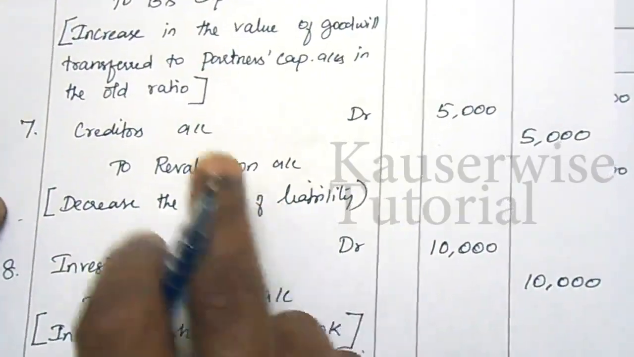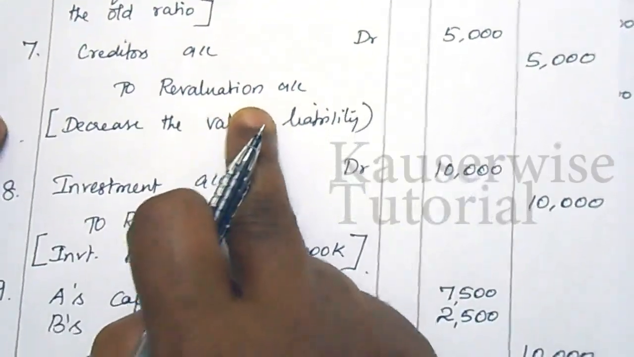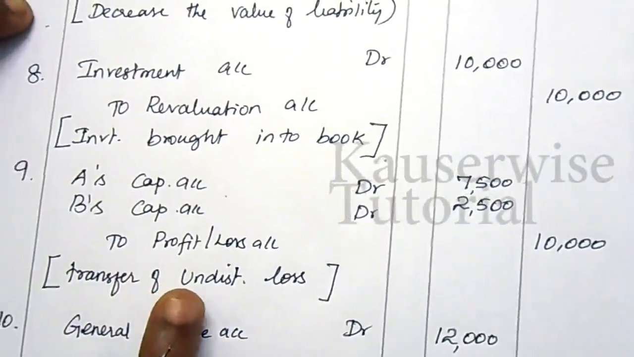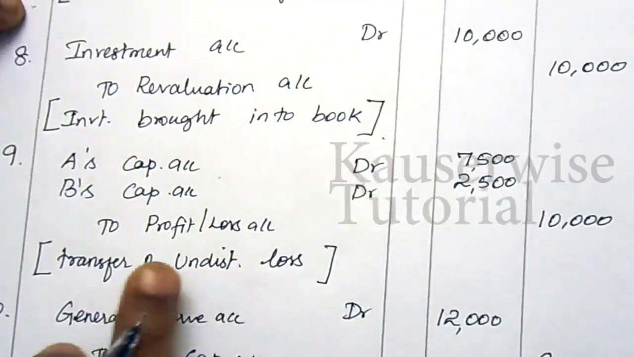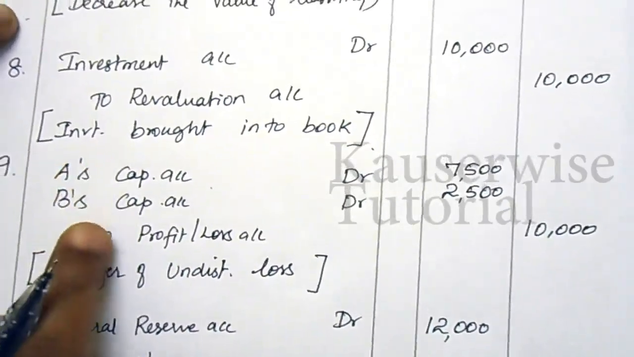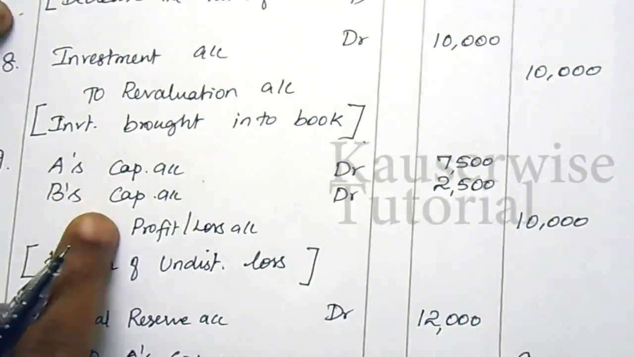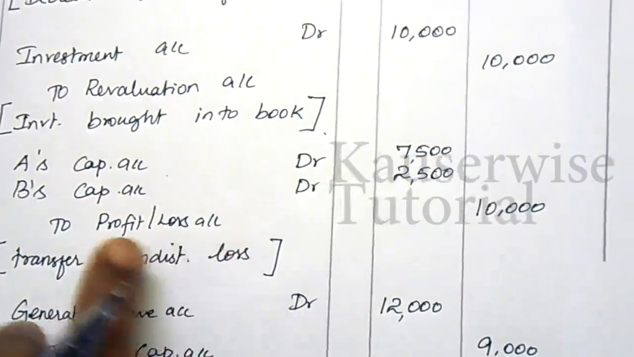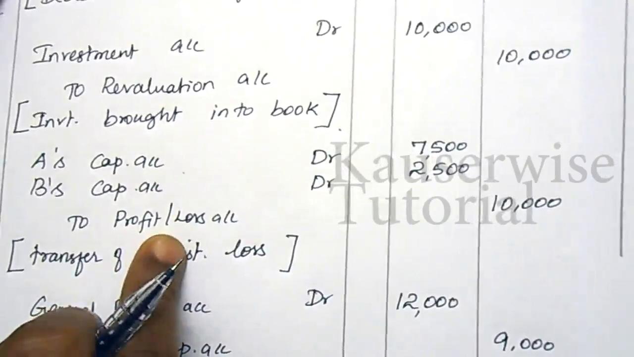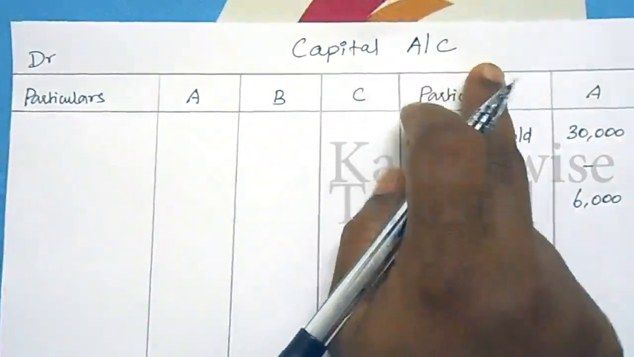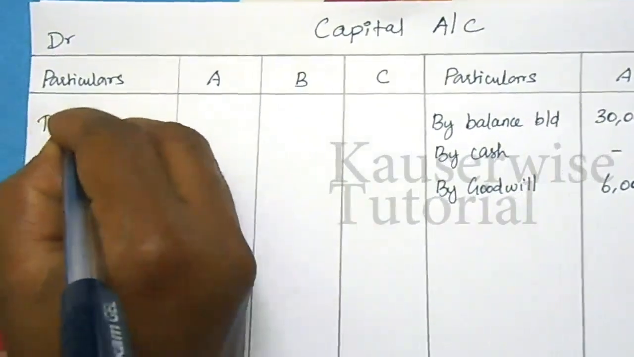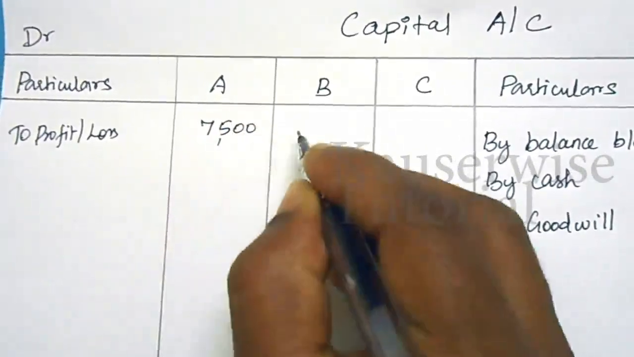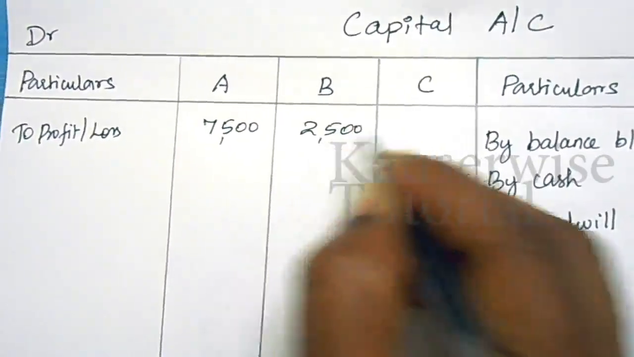Look at the next entry. Creditors to revaluation. This we have entered in revaluation. This is also entered in revaluation. And this is undistributed profit and loss. Here we have got a loss, no? This loss is transferred to A's capital and B's capital. So this will be recorded in the capital account. So A's capital, B's capital account debit to profit and loss. This will be shown under the debit side of the capital account. Capital account to profit and loss. For A 7,500. For B 2,500.